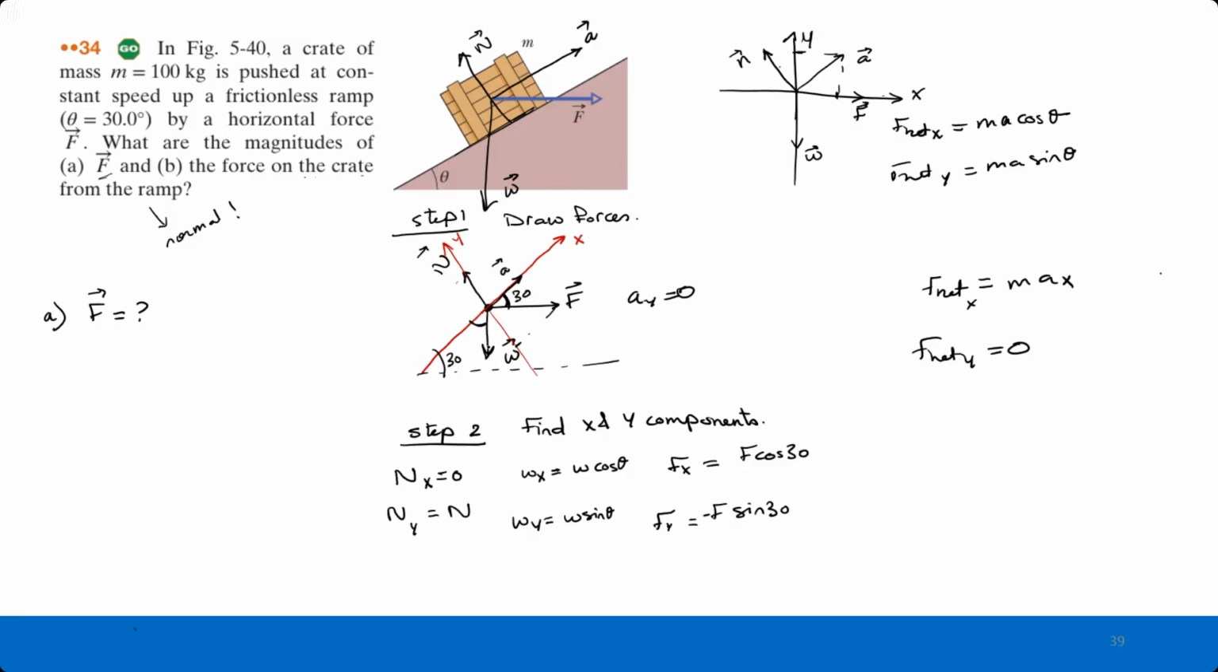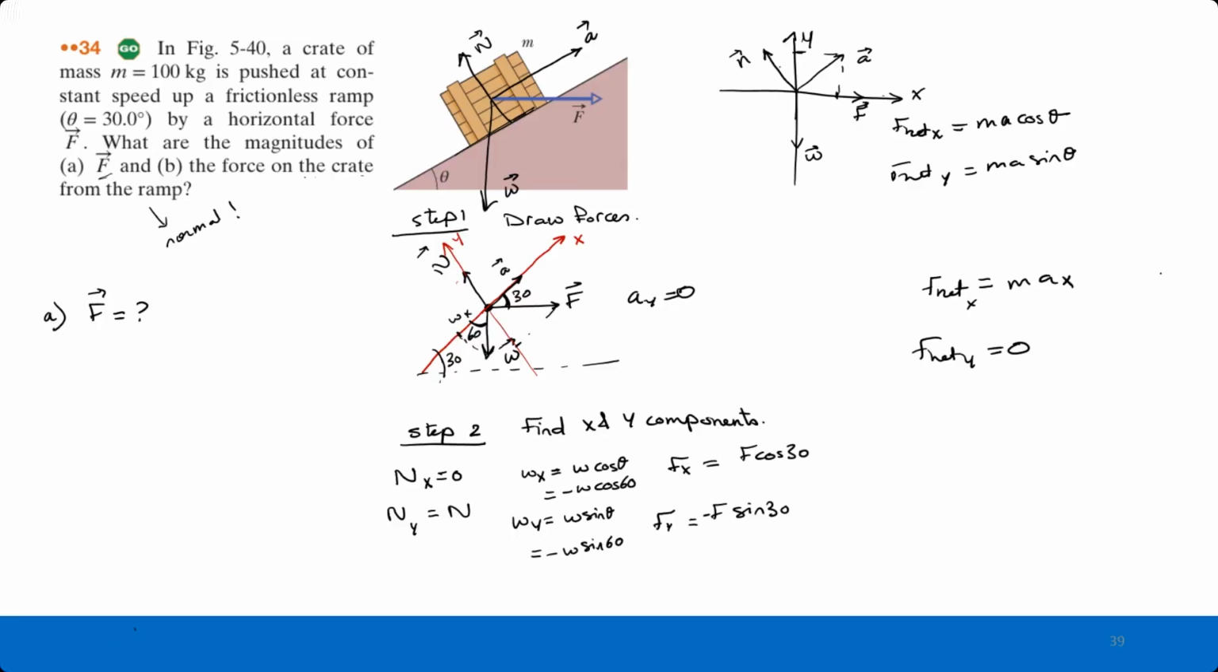Let's look at Wx and Wy. W is here. It makes this angle with the x-axis. If this is 30, then this angle is 60. So I'll just put W cosine 60. One thing I notice is that Wx is negative. It's in the negative part of the x-axis, so I'll plug a minus sign. And Wy is also negative. It's over here in the negative part of the y-axis, so I'll also put a minus sign. I found the x and y components of all of the forces.